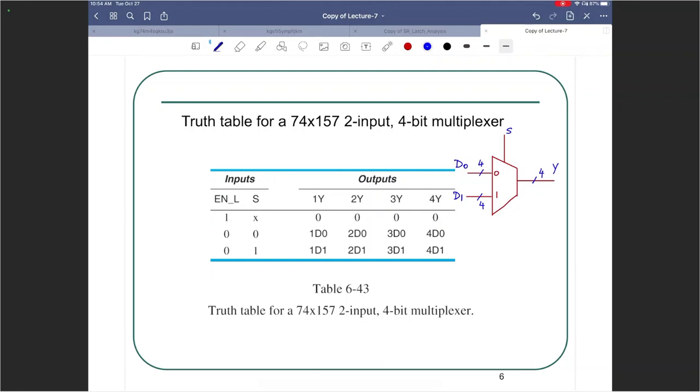There is also an enable signal. So enable underscore L, for example. So let me sketch that in black. An active low enable. So what happens here is, if enable is 1, active low enable, and it is high right now, so it is disabled. If the chip is disabled, no matter what the select input is going to be, all the output 4 bits are going to be 0. If it is disabled.